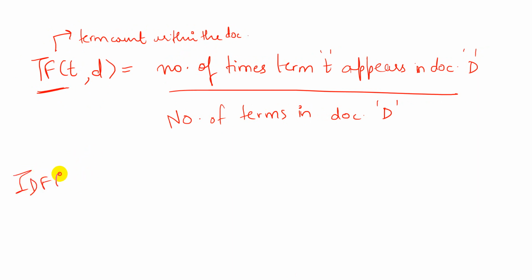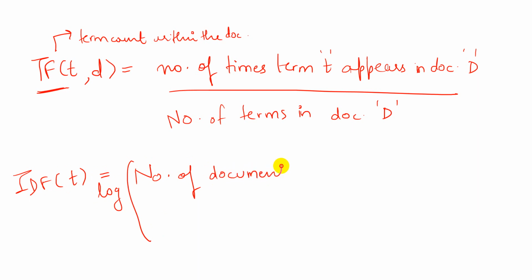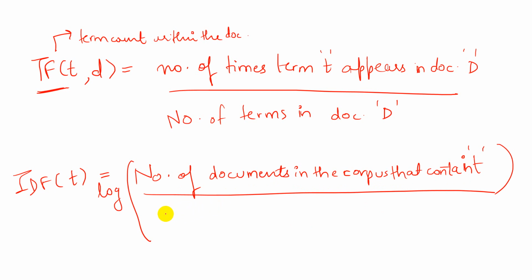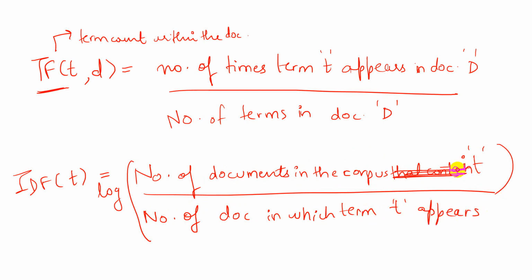Now coming to IDF, how do you calculate it? So this is log or ln of the number of documents in the corpus that contain the particular term T, because we are calculating the IDF for a term T. Sorry, this will be in the denominator: number of documents in the corpus upon number of documents in which term T appears. Is that correct?